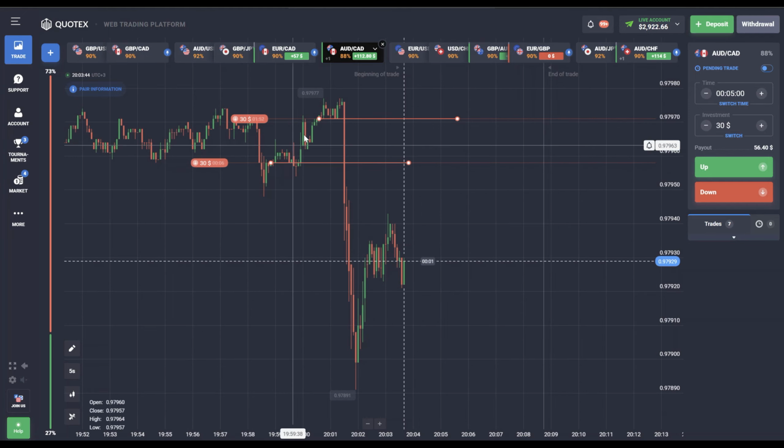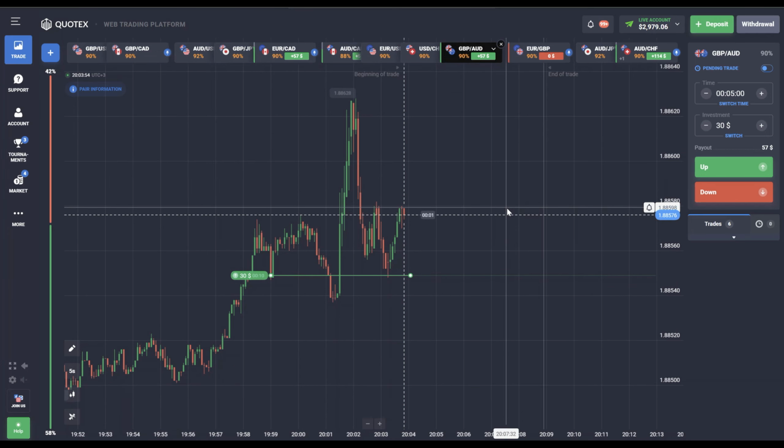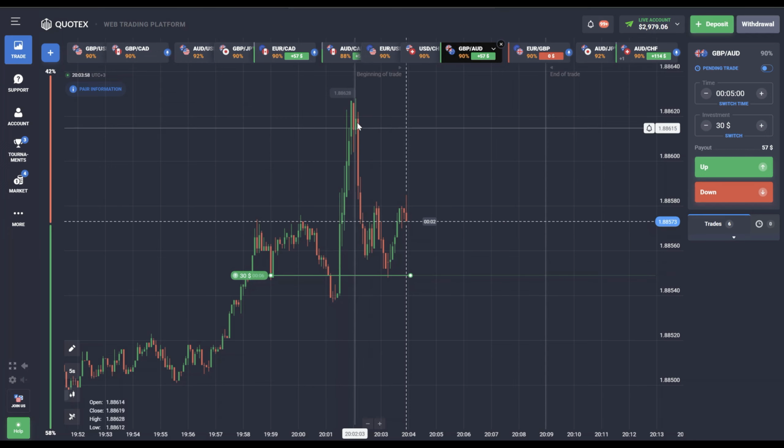Aussie-Canadian. The first trade is in profit, the second one might be in profit too, if there aren't any sharp price changes. Basically in profit. I should come out ahead by the end of this trading session. British pound Aussie is also in profit for now. There was also momentum. The price also played out its increase. And everything's fine here so far.